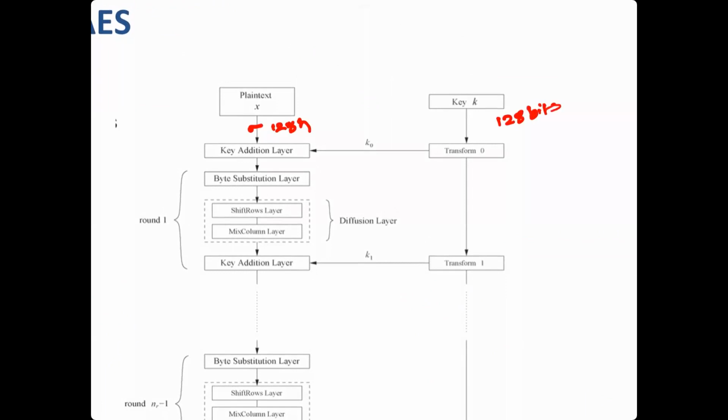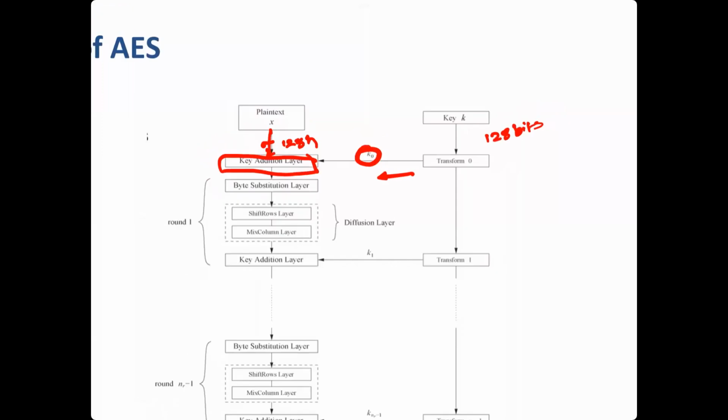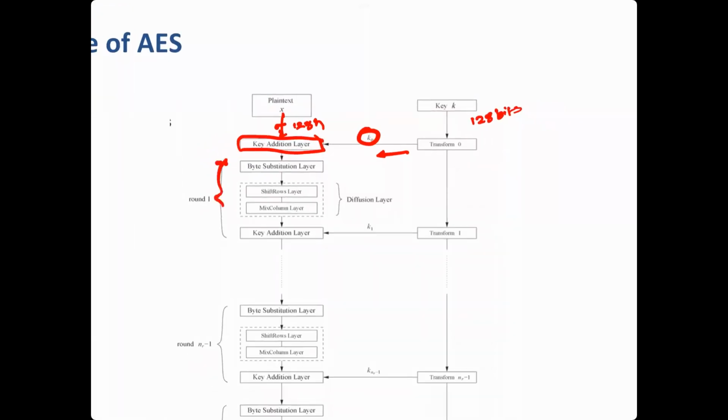From this we generate the first subkey, K0, and then from K0 we have the key addition layer, the first layer. We just do an exclusive OR with this key. Whatever text we get, we do some transformation. This is called the initial transformation, or key addition layer functionality, and then the rounds start after that.